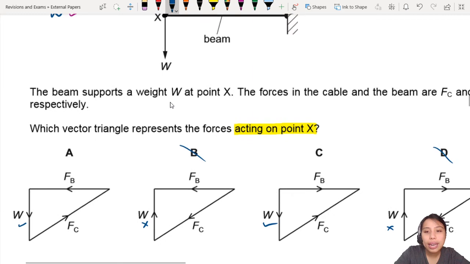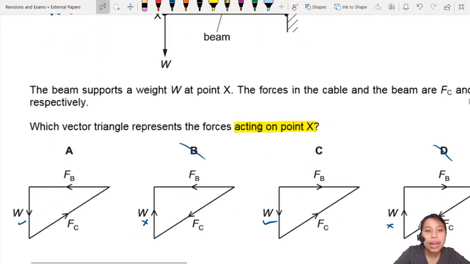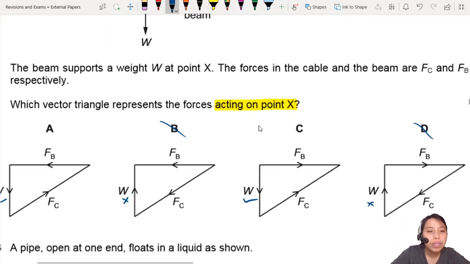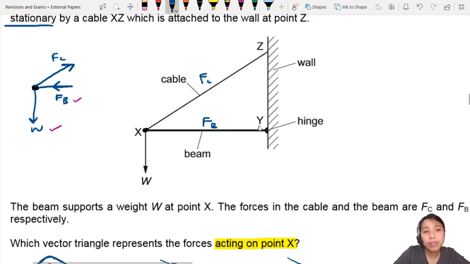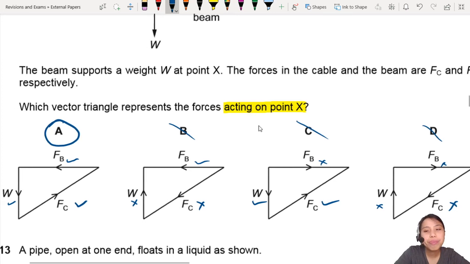Okay, then we look at FB. FB should be pointing to the left. So we look for everything pointing to the left. FB to the left, correct, wrong. C is out. That leaves us with A. But let's check FC. FC should be pointing to the top right. So we can once again go and see. This is correct, this is wrong, correct, and wrong. Okay, A is the answer.